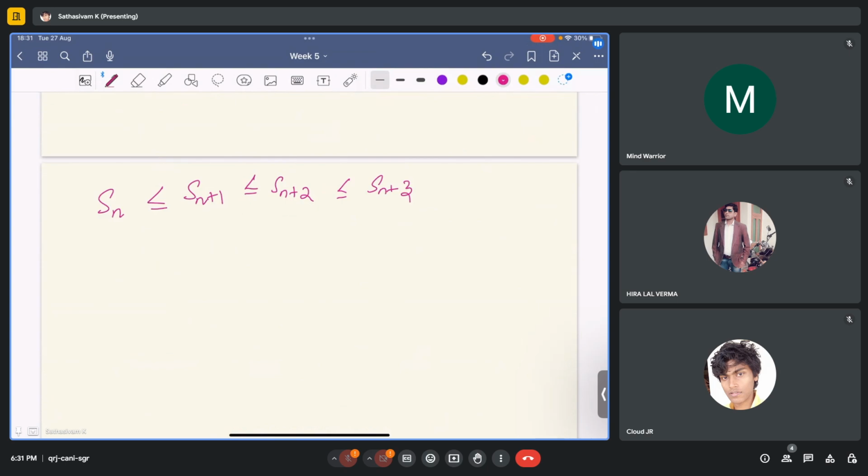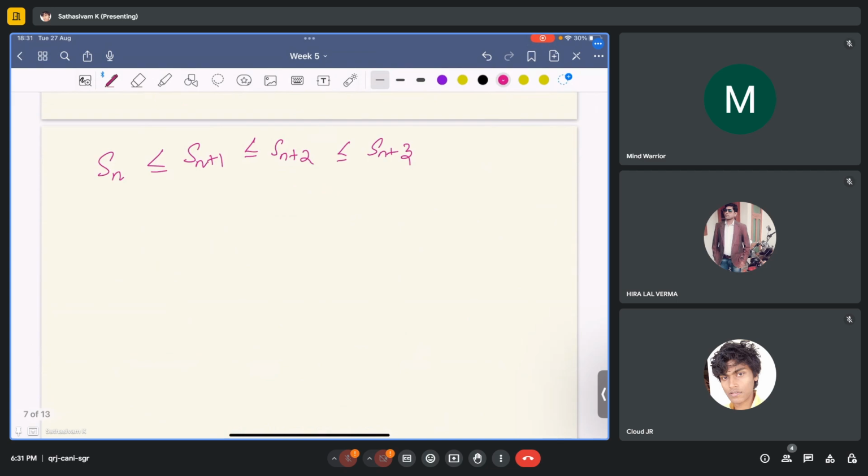Now you can just go via induction. So now the proof will go via induction.